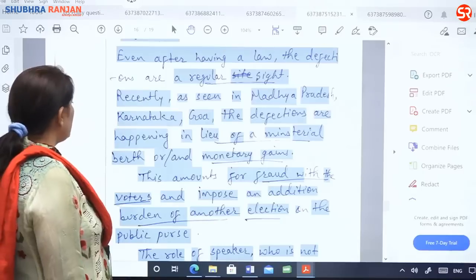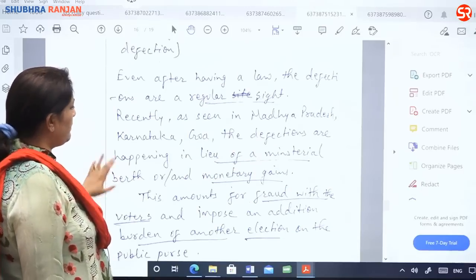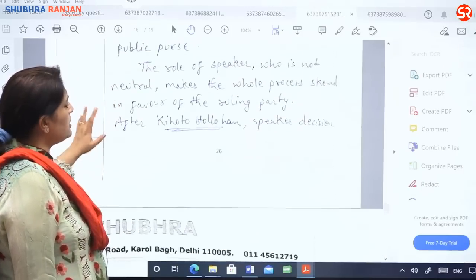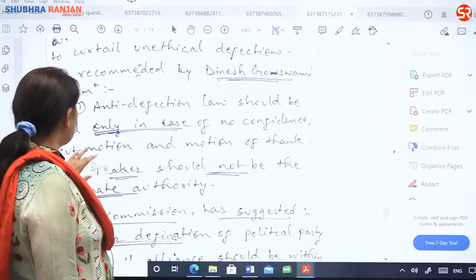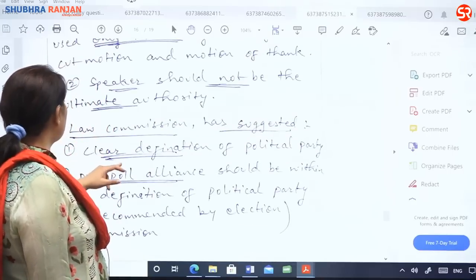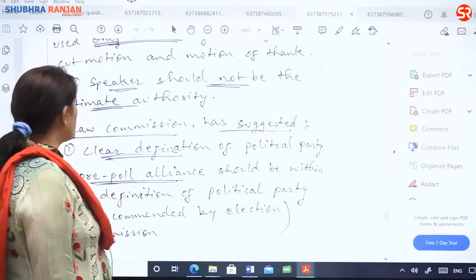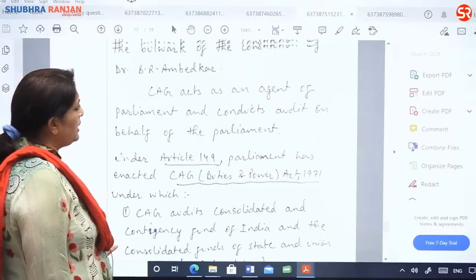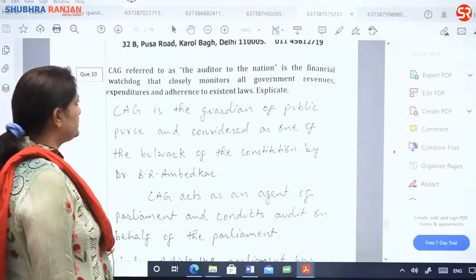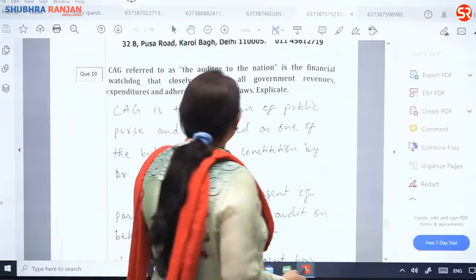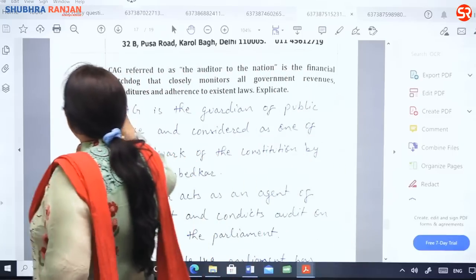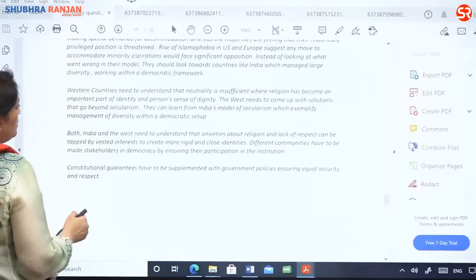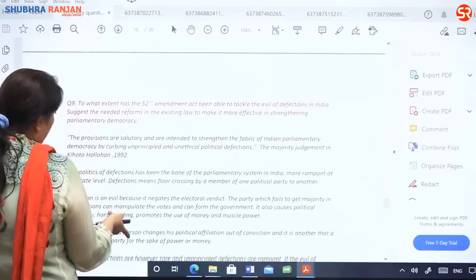Anti-defection law. So this is a good answer. It is giving facts, it is addressing the question, and it is also giving reference to the Dinesh Goswami committee and law commission. So in that way it's a good enough answer. Fine. So now let me show you what all information I have included.